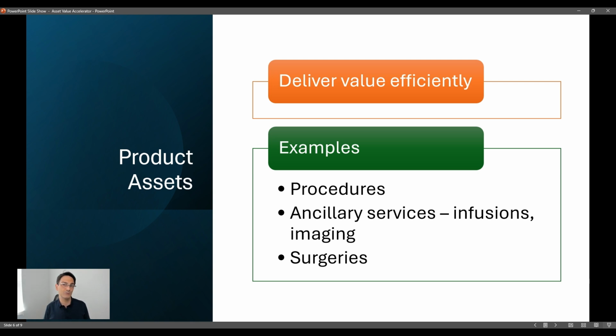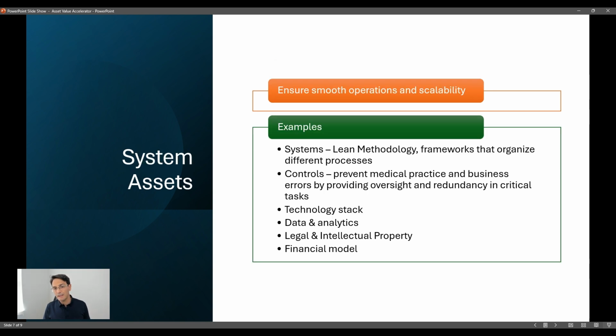To help your practice survive, you need to have other assets like procedures that you do, surgeries, infusion services, imaging services, all these ancillary assets that will definitely increase the value of your practice and really subsidize seeing patients. And you want to have system assets that ensure smooth operations and scalability of your practice. This is basically everything that we focus on in section 2 of this program, where we talk about how to implement lean methodology in your practice.